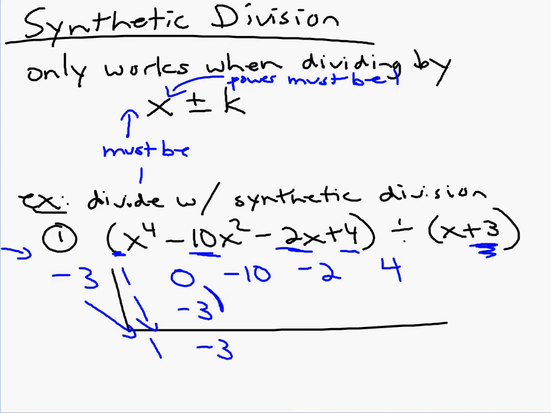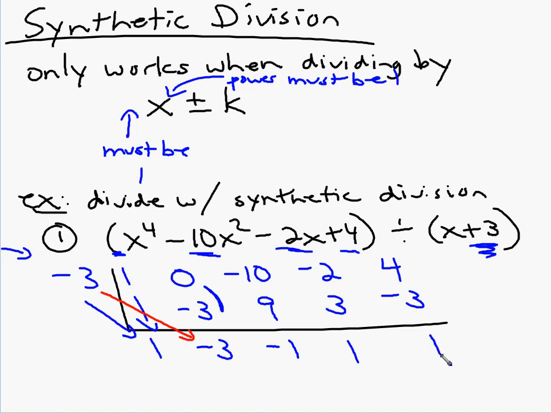And now I multiply by negative 3 again. Negative 3 times negative 3 is positive 9. And I put that 9 in the next spot, right there. Then I combine those two, and I get negative 1. I multiply by negative 3 again. Negative 3 times negative 1 is positive 3. I combine those two, I get 1. I multiply by negative 3 again. I get negative 3. And I have 1 left over.